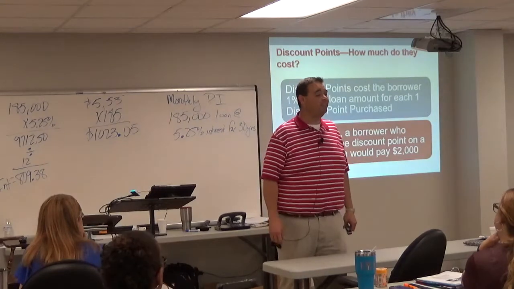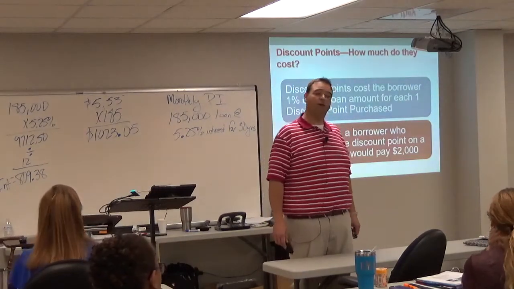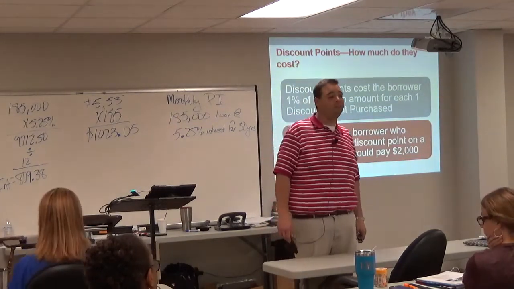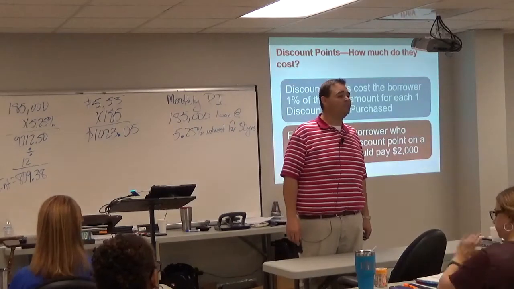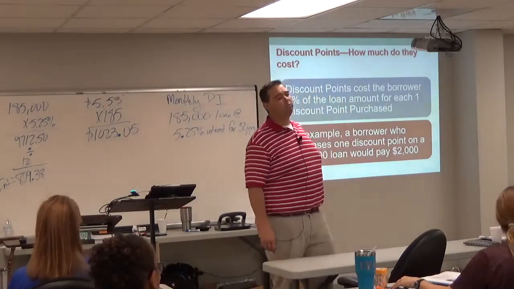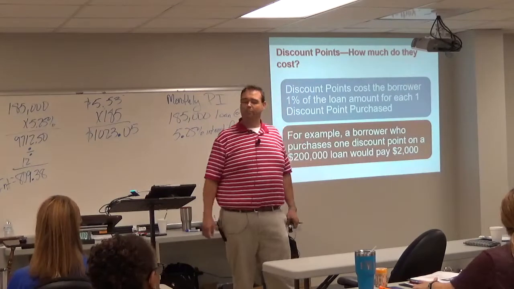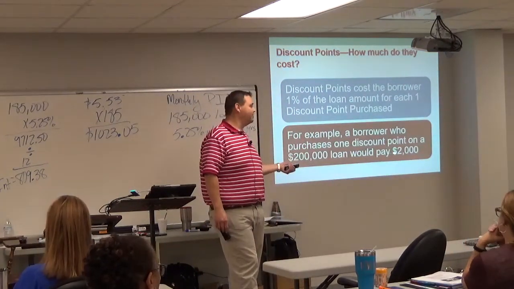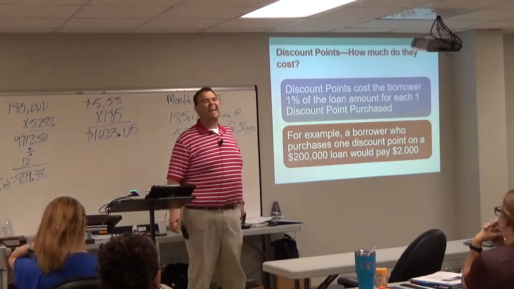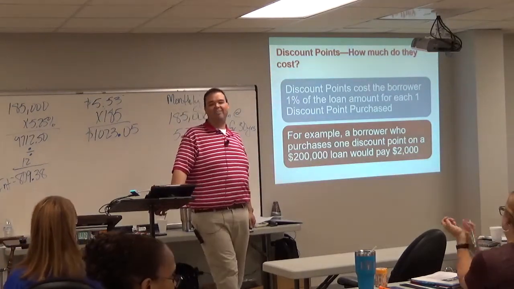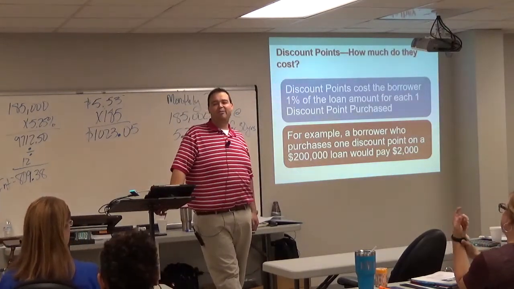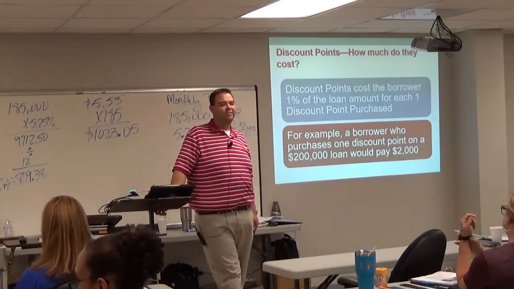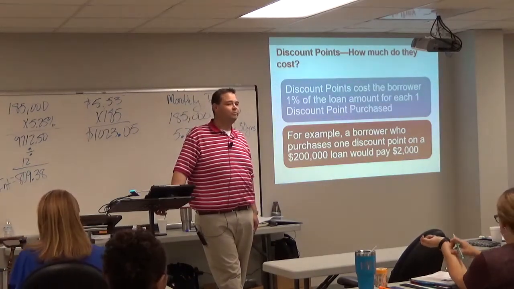That's exactly right. You buy 2 because you want to go down twice as much. You buy 3 because you want it to go down 3 times as much. You can buy as many as you want. You want to buy 8 discount points? More power to you. How much is each one costing on that $200,000 note? $2,000. So how much would 8 discount points cost? $16,000 up front. On the day you close. They ain't getting none of that.